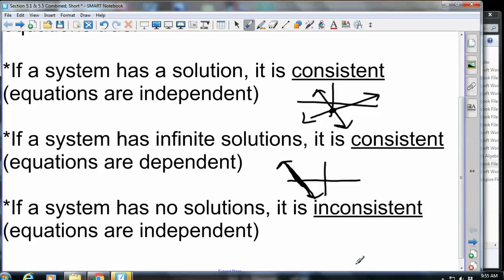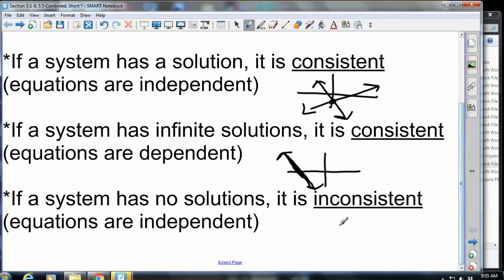The third option is inconsistent. That means you don't get any answers. What kind of lines would never meet? Parallel.